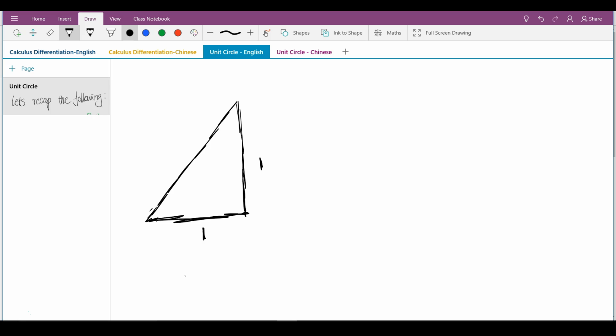I know it doesn't really look like 1. Let's make it look like 1. I'm trying to draw to scale. So like that. So it's 1, 1 here, and this is a right angle triangle.